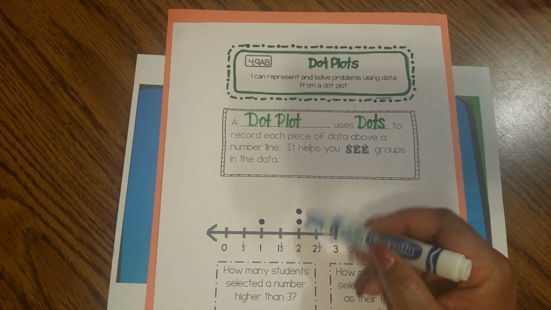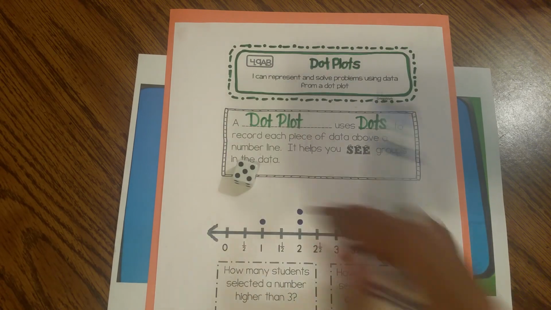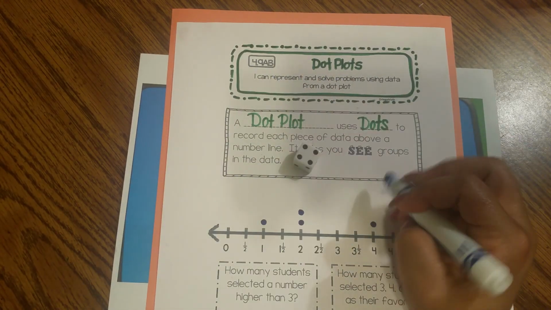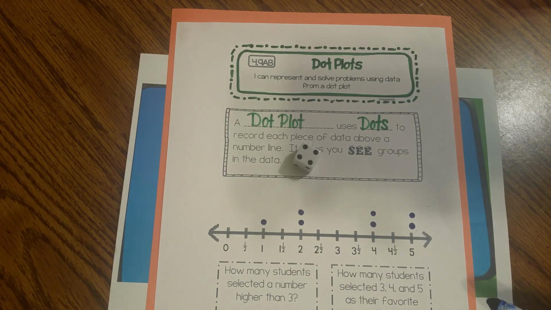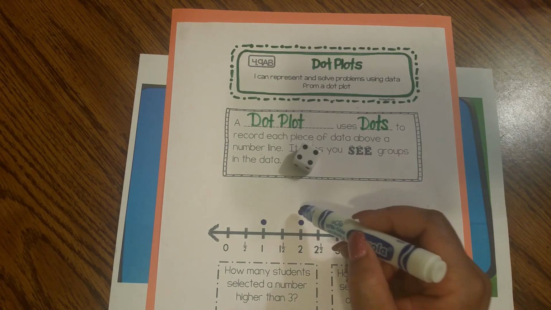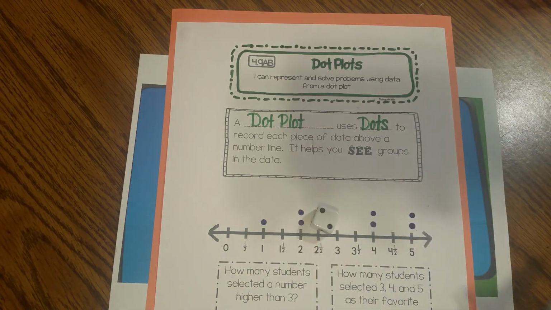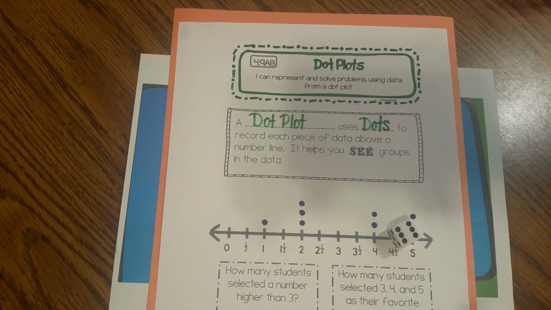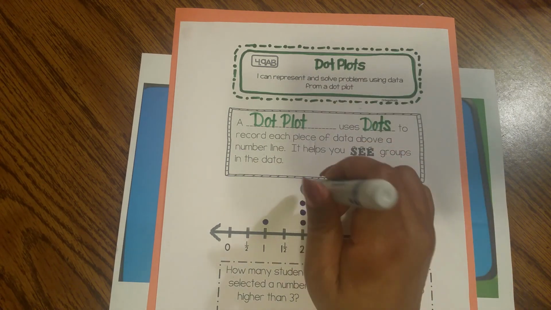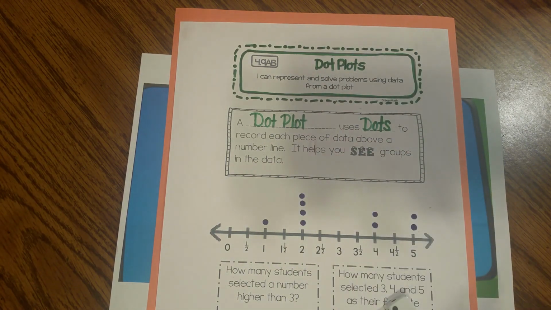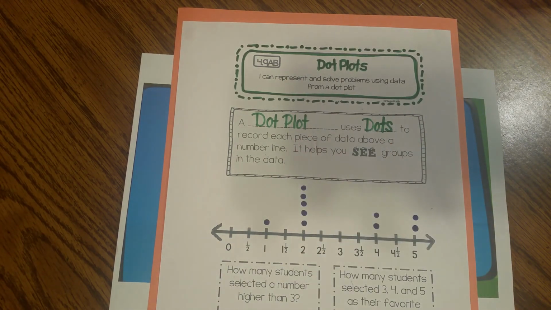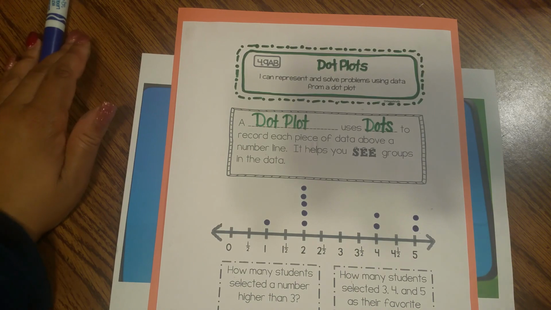Notice, I got 2 dots above the 2. Next roll, the 6th, a dot above the 5. Next roll, a 4, a dot above the 4. So I have 7 rolls. This is my 8th roll. I have another 2. My 9th roll, I have a 6, doesn't count. The next one is another 2. And my 10th roll is another 2. That's all it is for a dot plot.